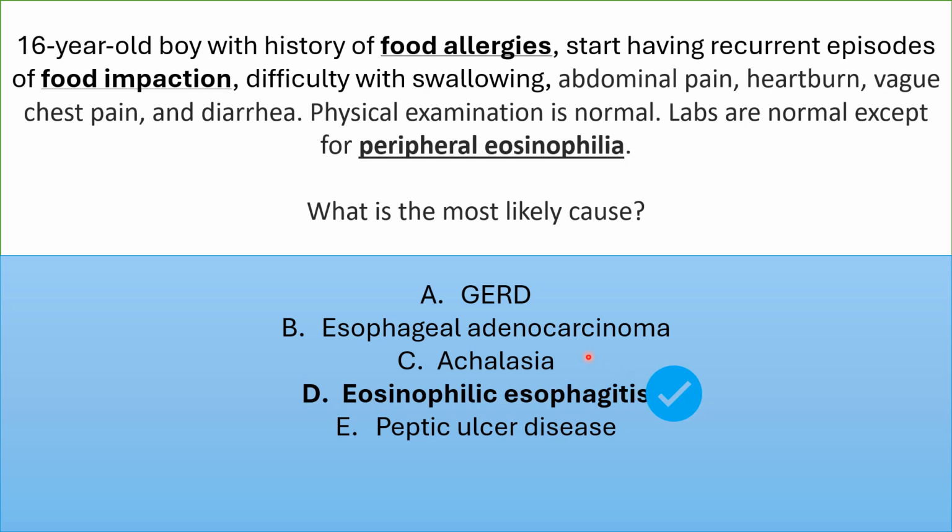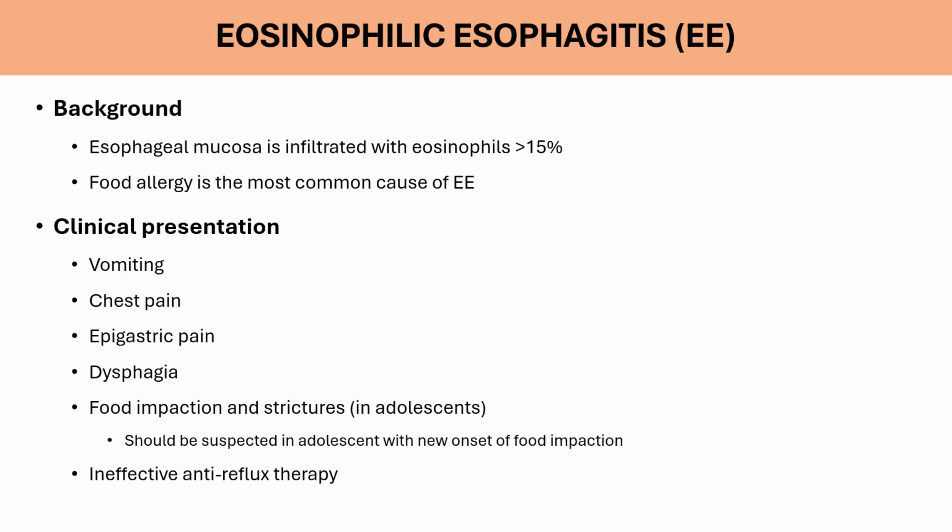The correct answer is eosinophilic esophagitis. This is an adolescent with history of food allergies, starting to have new onset food impaction, dysphagia, chest pain, and diarrhea, and labs showed peripheral eosinophilia. This is very classic for cases of eosinophilic esophagitis, or EoE. Eosinophilic esophagitis is very important and high yield.